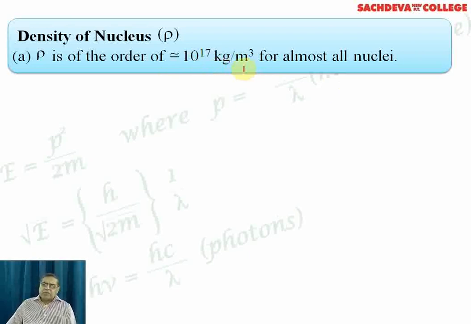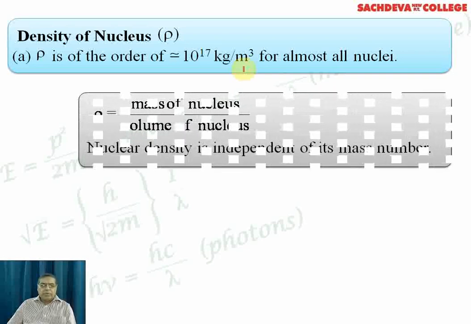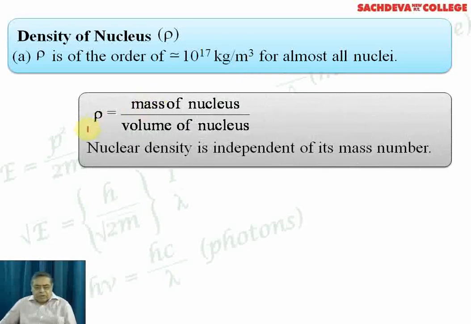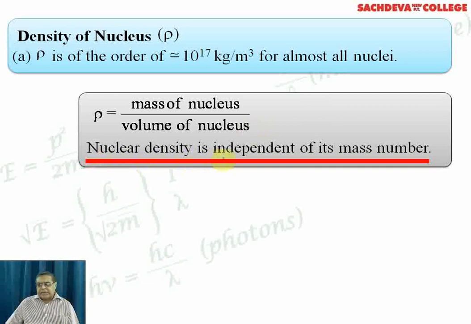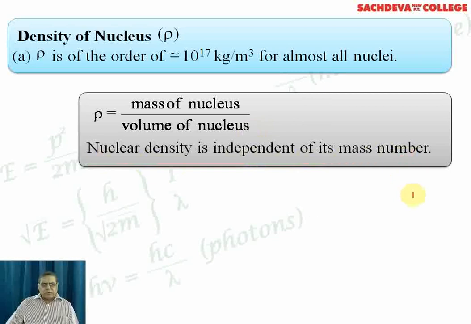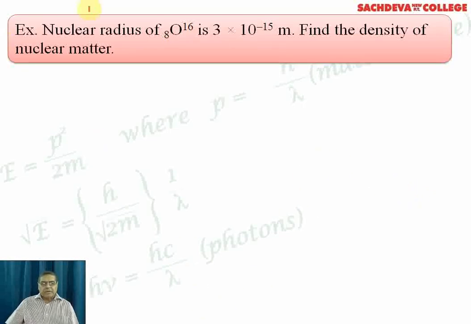But if we make the actual calculation, it will become nearly 2.4 times 10 to the power 17 kilogram per meter cube. Now the formula for density, that is rho, is equal to mass of the nucleus over volume of the nucleus. So nuclear density is independent of its mass number. As I have explained earlier, density depends upon the composition, not the masses or the volumes.